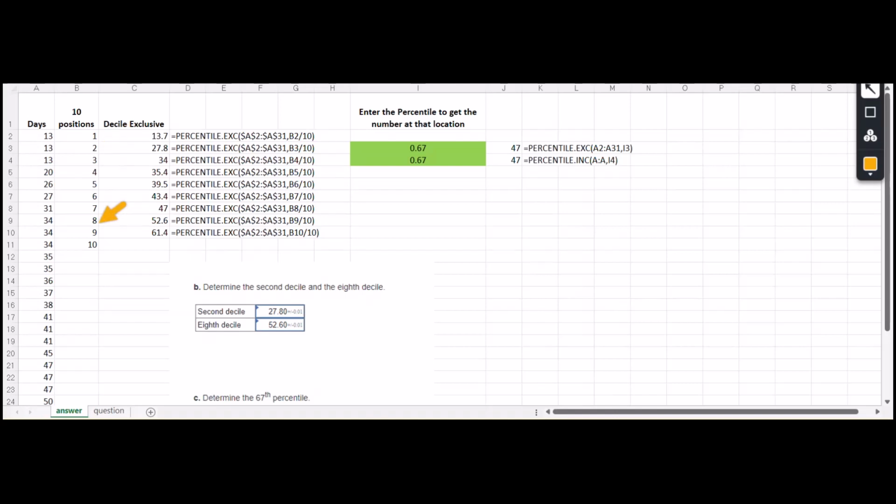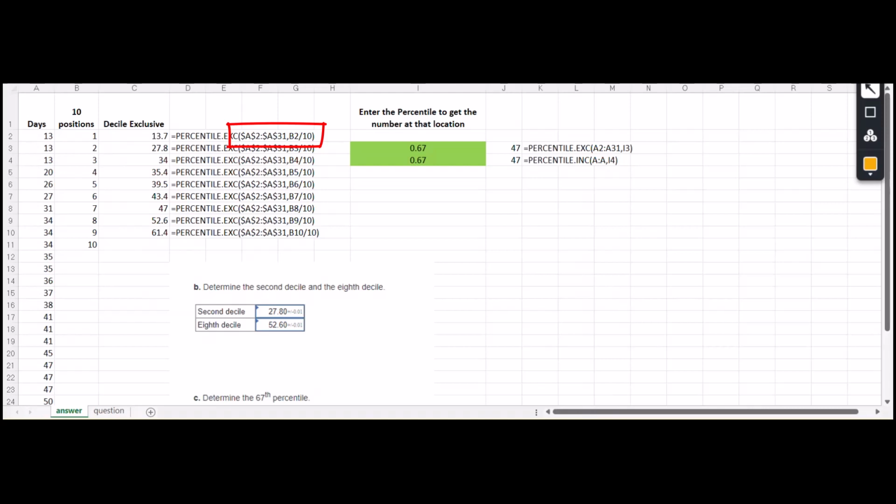And as you can see, at the second, it's 27.8. And at the eighth, it's 52.6. It's calculated by this formula, PERCENTILE.EXC. Now there are two percentile formulas in Excel. I'm not going to go through that here, but for our purposes, we're going to use PERCENTILE.EXC. Within that, here's the range of the data from A2 to A31, 30 numbers. And then what we're trying to do is position. And the position here is at B2.